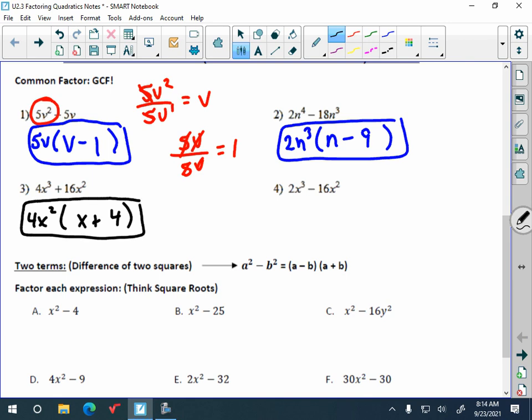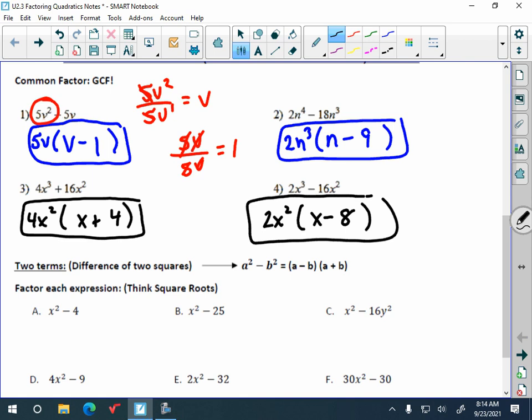All right, number 4. What's the GCF? Good, 2x squared. And then what's going to be on the inside? What's the first term going to be? X, and then minus 8 fifths. X minus 8. All right. Again, if you're not sure if you're right, just take your answer and distribute back in. You have to get the original.